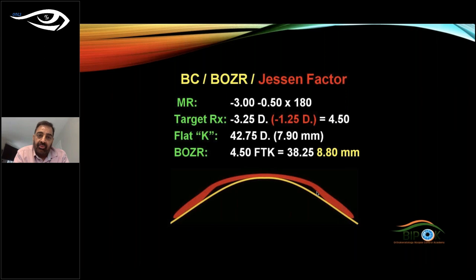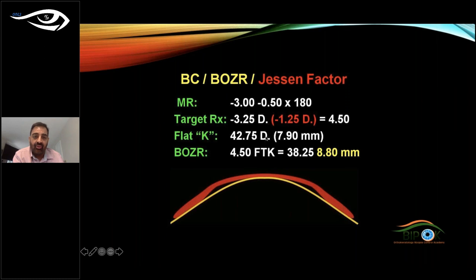Now, base curve or back optic zone radius plus Jessen factor, we need to look at that. So if you look at how we're going to design this lens, you've got a manifest refraction of -3, -0.5, 180. So if we just get it to target, RX is -3.50, with a Jessen factor of -1.50, the target power we require is -4.50.